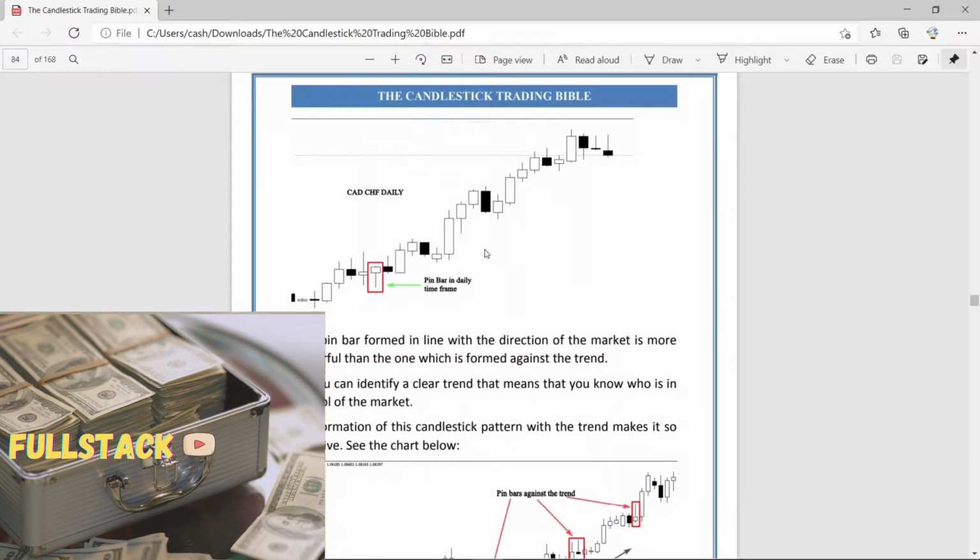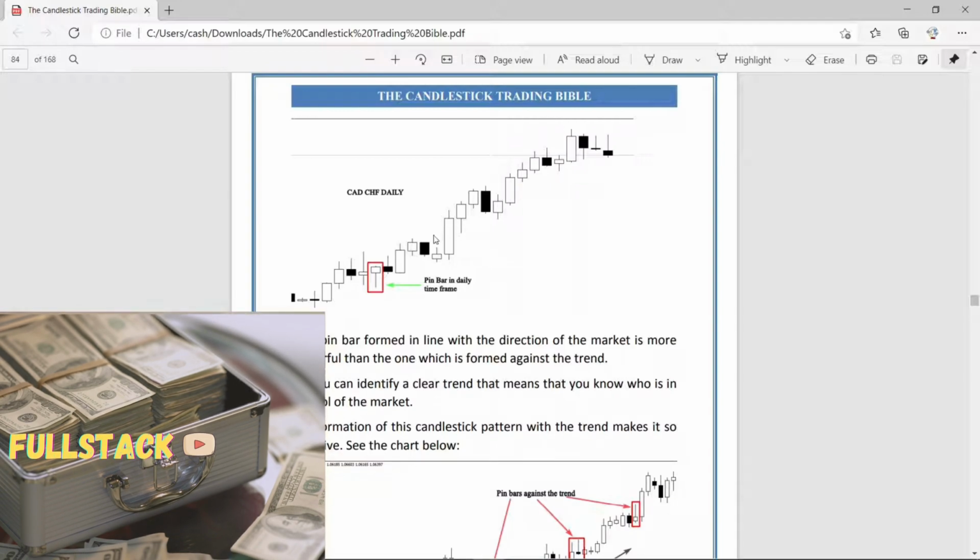So here we've got a chart, and it's basically showing us how the pin bar would look on the live market. The pin bar formed in line with the direction of the market is more powerful than one formed against the trend. If you can identify a clear trend, that means you know who's in control of the market. The formation of this candlestick pattern with the trend makes it so effective.